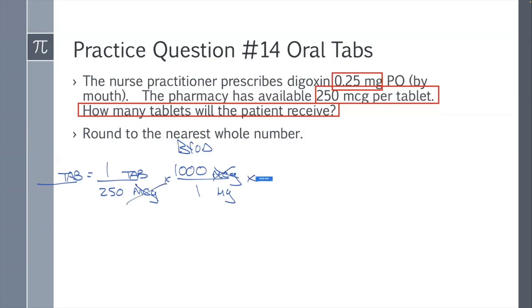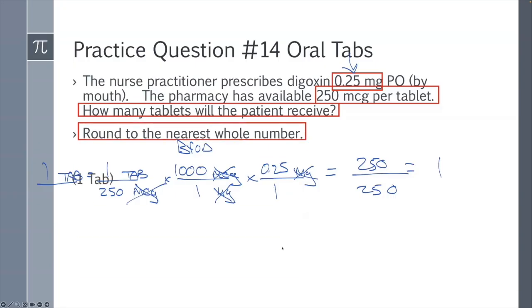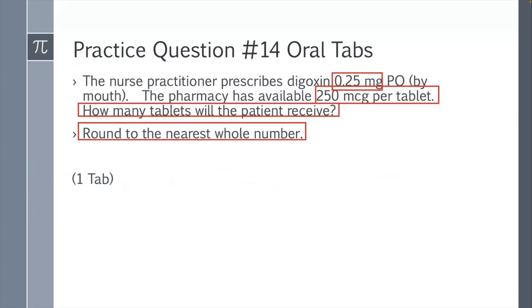Well, now I'm at tablets per milligram. It's the milligrams I need to get rid of. Okay. Now I can use these 0.25 milligrams. That cancels out the milligrams, and now I'm left with just tabs. It's exactly what I need. 250 times 1 is 250. 1,000 times 0.25 is 250. That means my patient's going to get a whole 1 tablet. I put it out so you can see it. There you go.